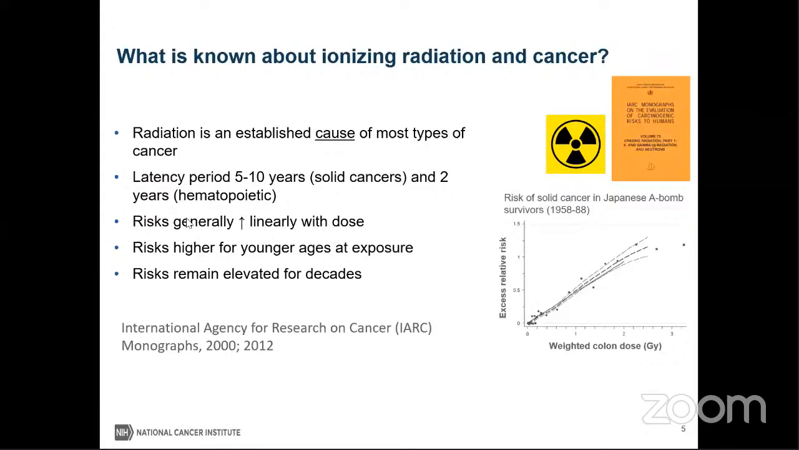We also know that for the same level of radiation exposure, individuals exposed at young ages have a higher risk than individuals exposed at older ages. So children are particularly vulnerable to the late effects of radiation exposure. And they also live a lot longer, over which some of these late effects can be observed. We also know that these risks of cancer can remain elevated for many decades following exposure, and it's possible that they may never go back down to zero.